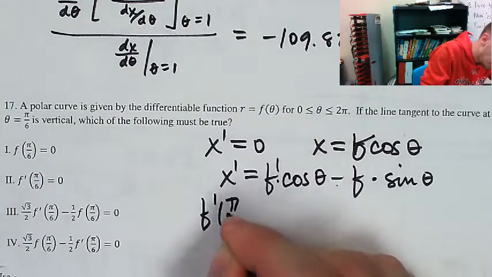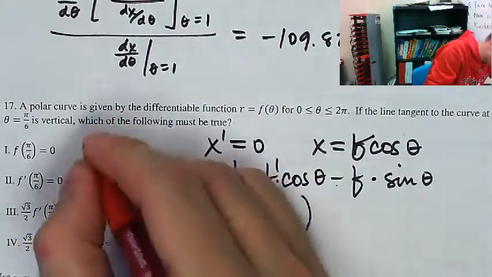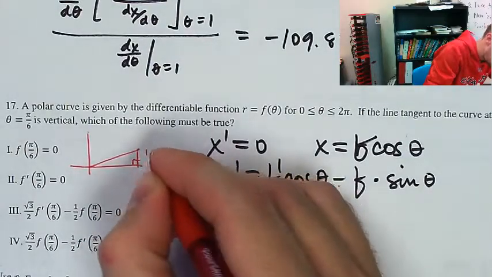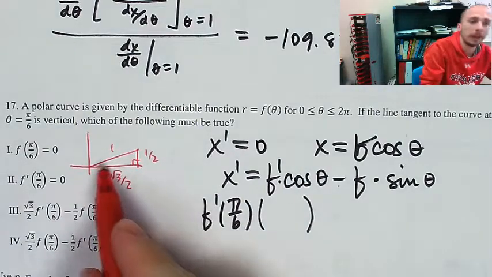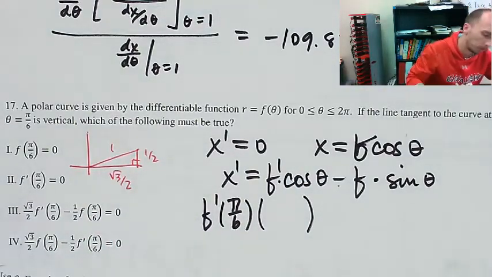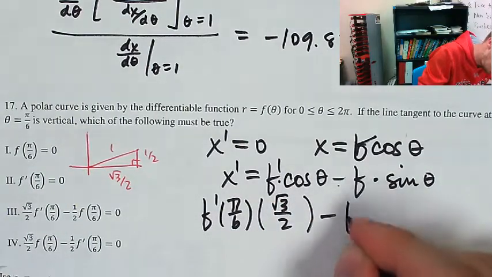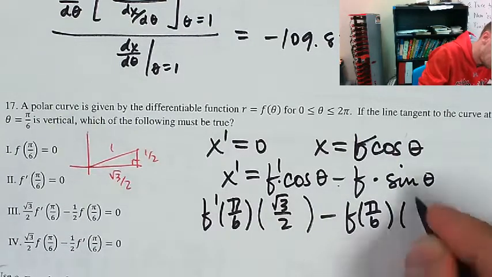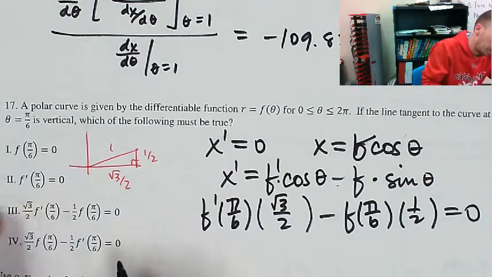So f prime of pi over 6 times the cosine of pi over 6. And let's do some unit circle work here. Pi over 6, kind of the first stop. So that would be a half, this would be root 3 over 2, and that would be 1. So cosine, being adjacent over hypotenuse, is root 3 over 2. Minus f of pi over 6 times sine of theta, which is a half. That needs to equal 0. Okay, that's this one.